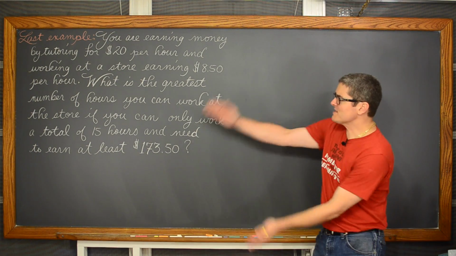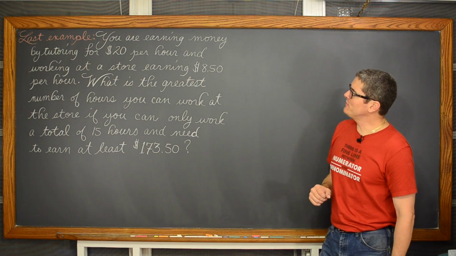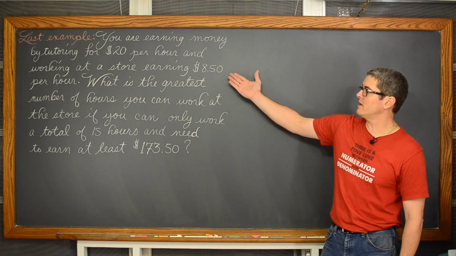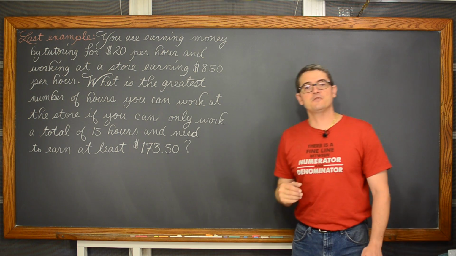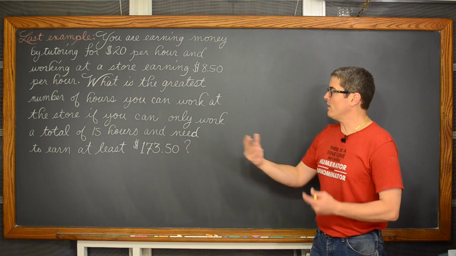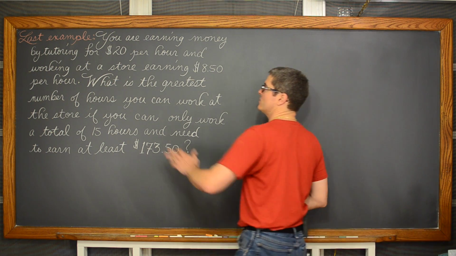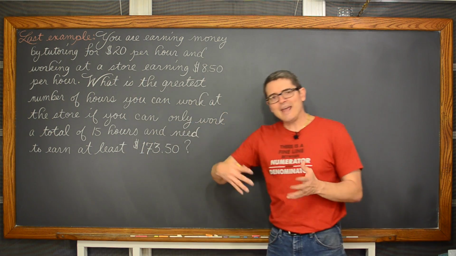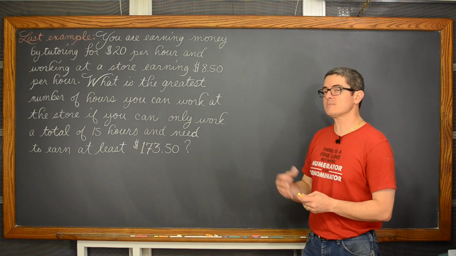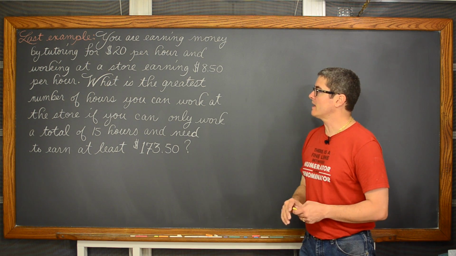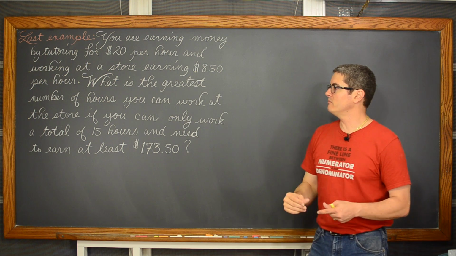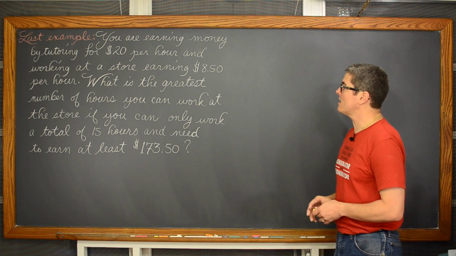So, for our last example, you are earning money by tutoring for $20 per hour and working at the store earning $8.50 an hour. Now, why would you want to do both? Maybe the tutoring jobs are just occasional, not a regular income you can count on, just something that comes up every once in a while, and then you have that regular 9-to-5 job, where you maybe even have some benefits, earning you $8.50 an hour.